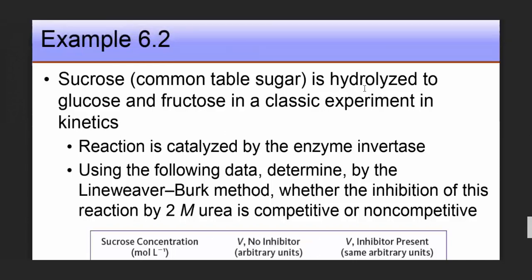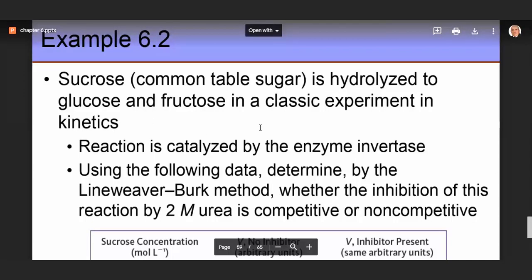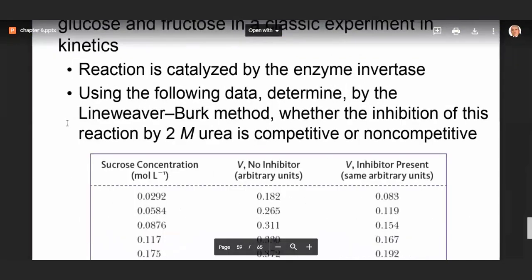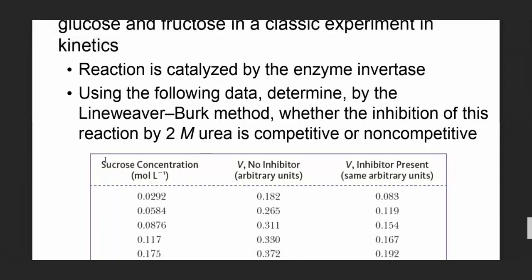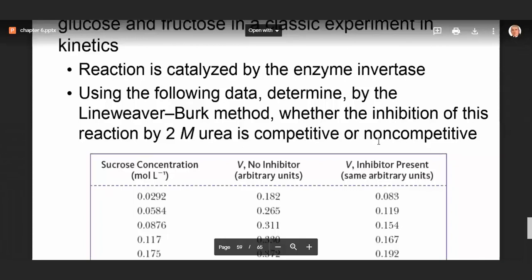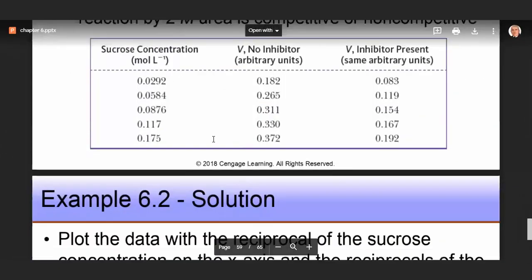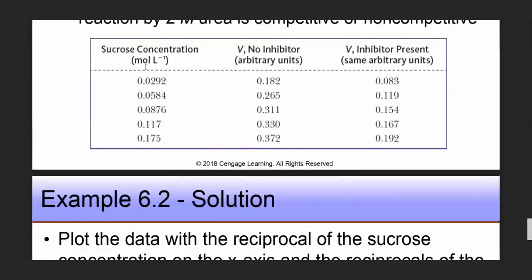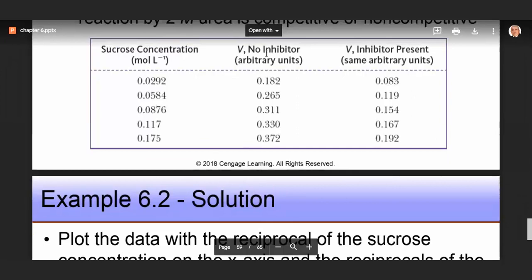Sucrose, common table sugar, is hydrolyzed to glucose and fructose in a classic experiment. The reaction is catalyzed by an enzyme called invertase. Using the following data, determine by the Lineweaver-Burk method whether the inhibition of this reaction by 2 molar urea is competitive or non-competitive. Again, the data is given: the substrate concentration, the velocity in the absence of the inhibitor, and the new velocity in the presence of the inhibitor.